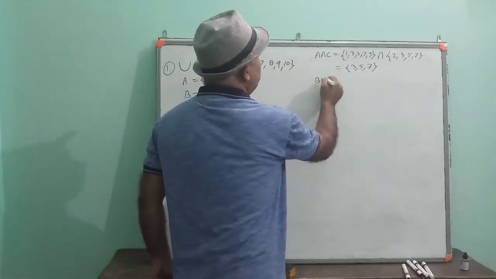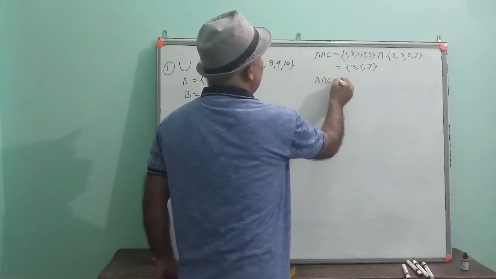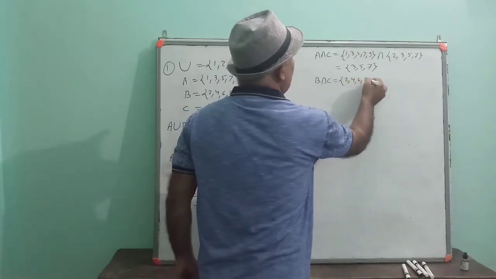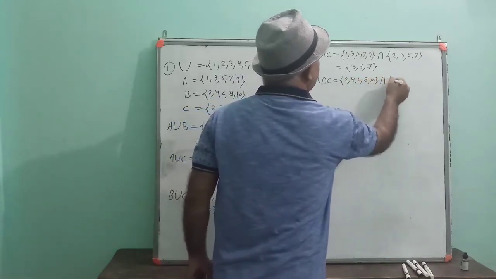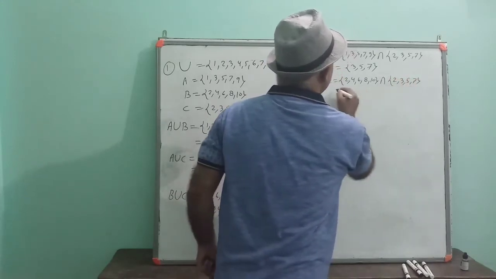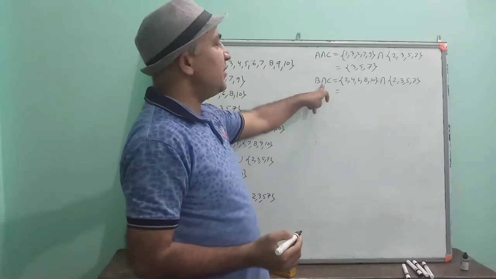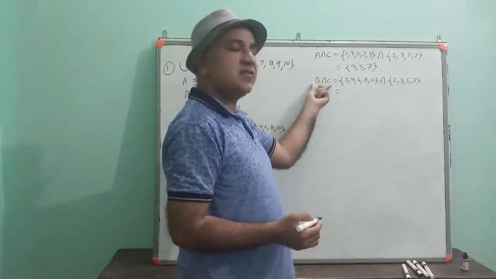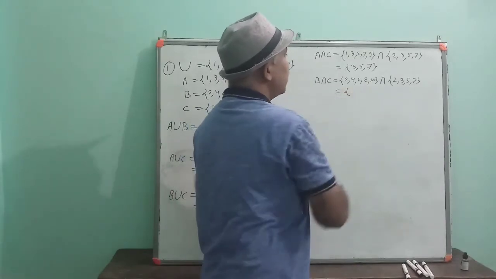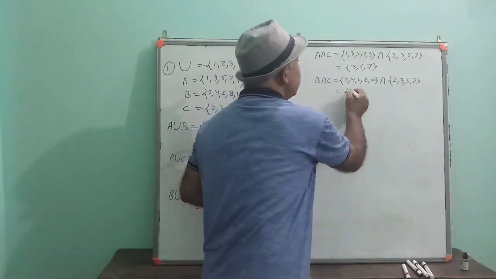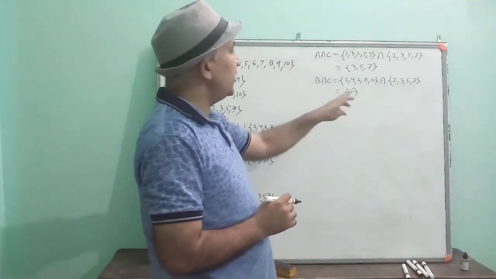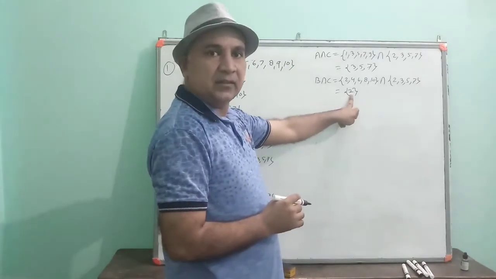Suppose you want to find B intersection C, then first write the elements of B: 2, 4, 6, 8 and 10. Then intersection, C is 2, 3, 5 and 7. Intersection is common. So B intersection C means common elements of B and C. So find out what elements are common. You can see that only 2 is common in both, so only 2 will be written in this set.